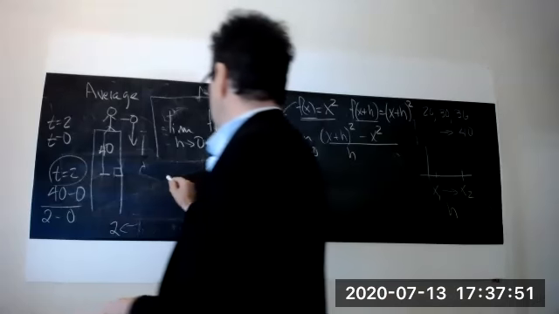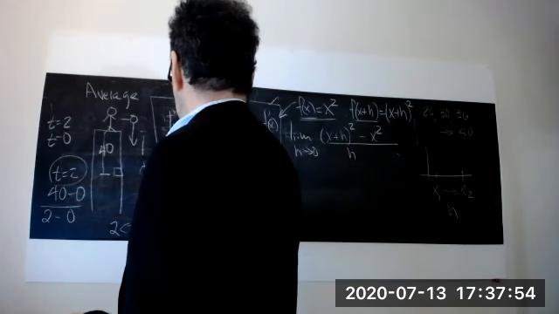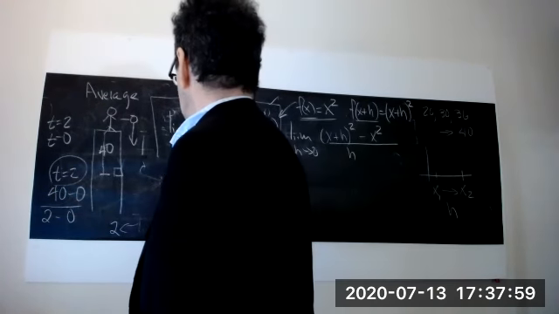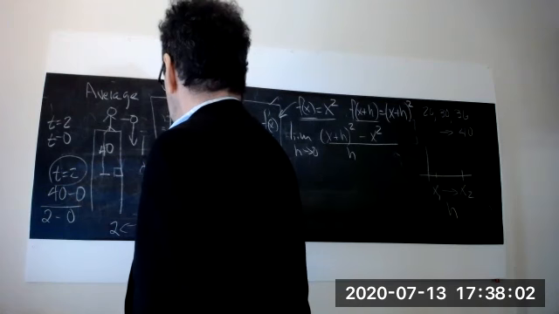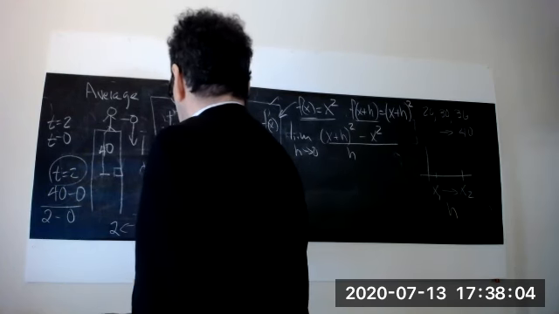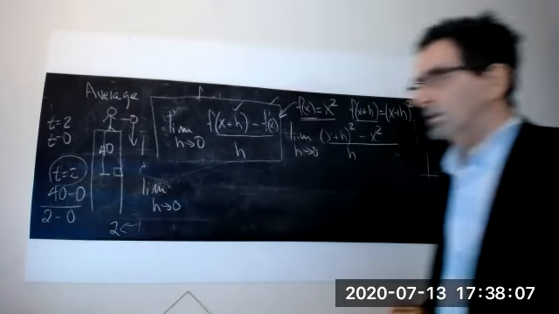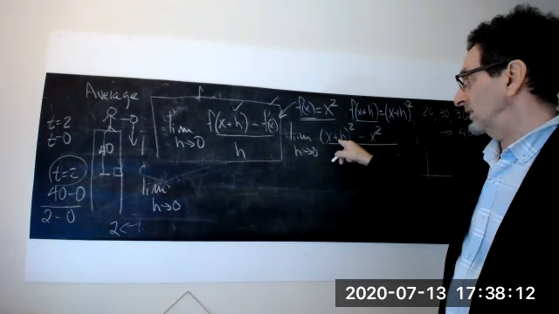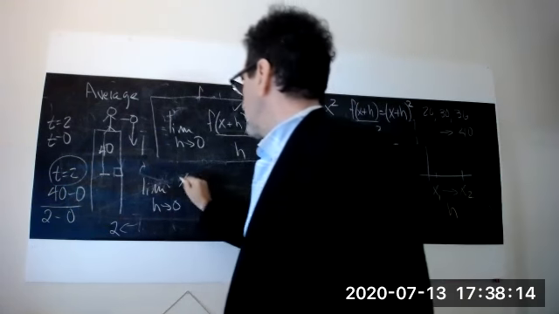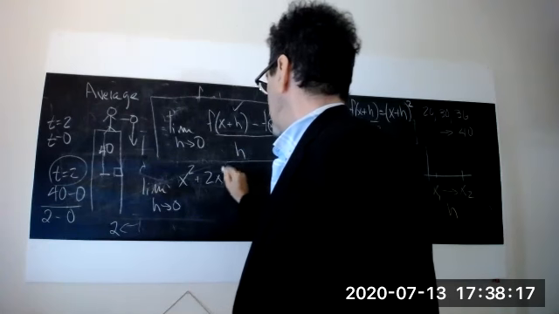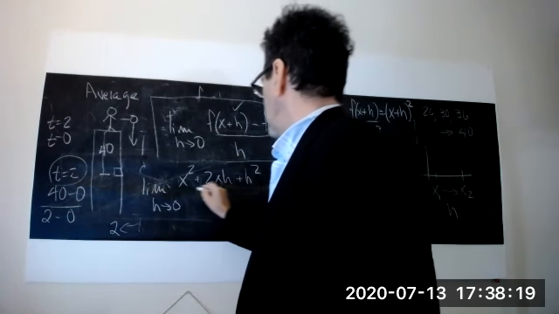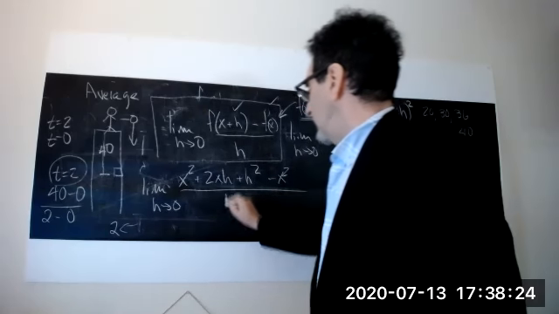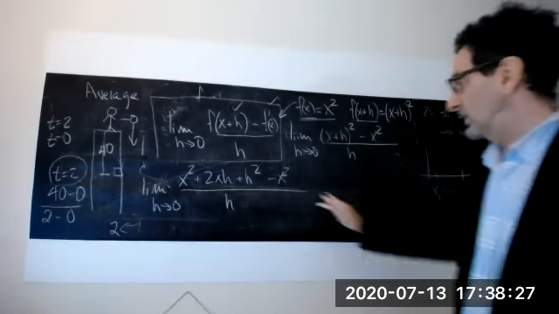So let's try that. What is x plus h squared? Well, let's write the limit first. Limit as h goes to 0. And then this is going to be x squared plus 2xh plus h squared. So that's the first piece. Then we have to do minus x squared. And then we do h. Okay, so we did that.